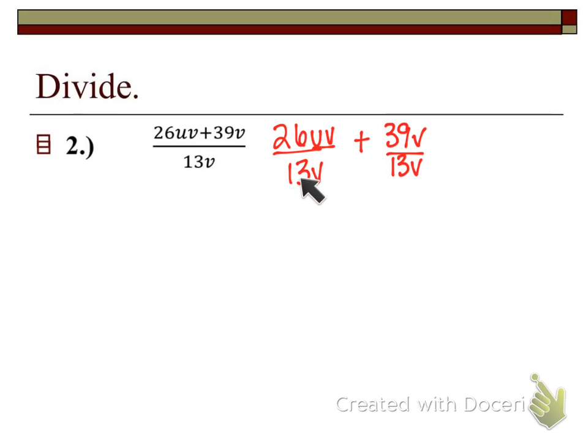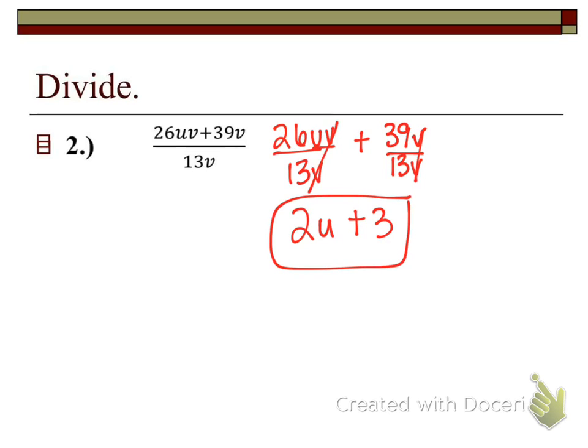Okay, if we were to divide 26 by 13, what would we get? 2. What happens with the v's? Cancel out. So what else is left in the top? The u. We canceled out the v's, we still have a u. Plus, now we go down to the next term. 39 divided by 13 is 3. What happens with those v's? They cancel out. So we're left with 2u plus 3. Okay, the key to doing these problems well is to just take them one piece at a time. Questions before we continue?